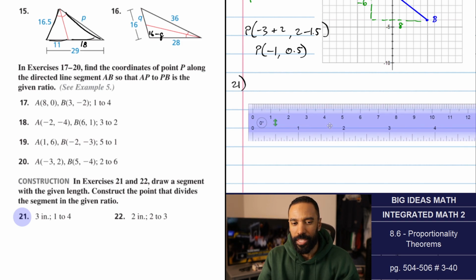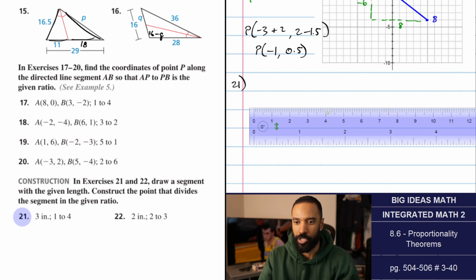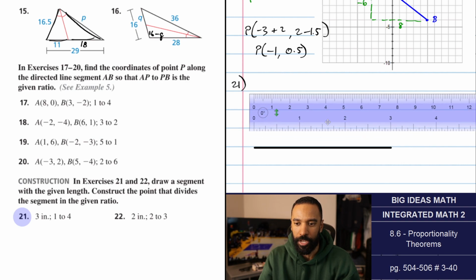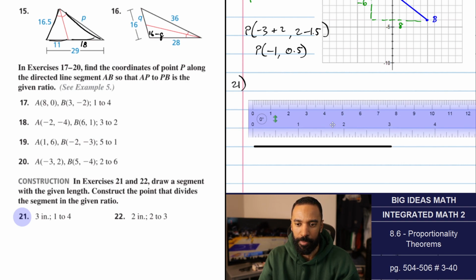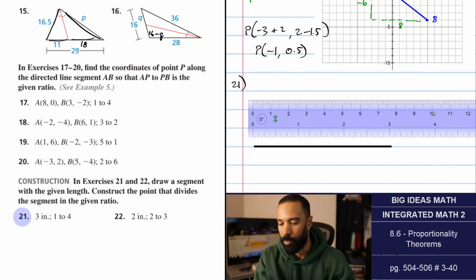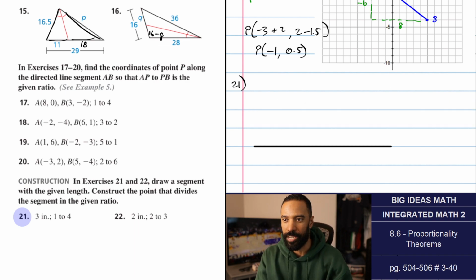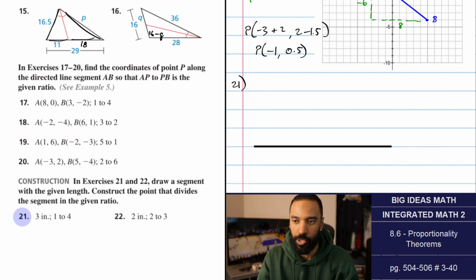So draw a segment with the given length, construct the point that divides the segment in the given ratio. Okay, so what you first do is take a ruler and draw a 3-inch length. After that, you're set. You don't need the ruler anymore. Well, you need a straight edge still, but you make your 3-inch line, and so that works for me. So there's my 3-inch line. Let me get rid of the ruler. Actually, let me cut the ruler so I can paste it in case I have to use it for the next problem, which I do.